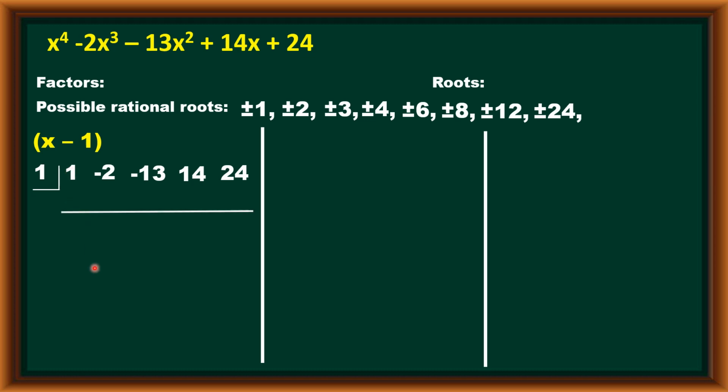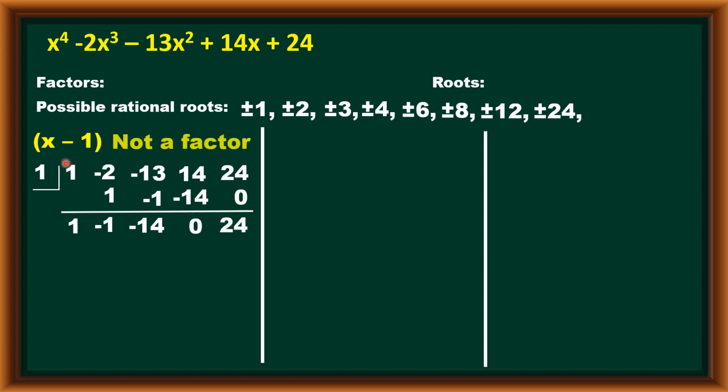So, bring down 1 times 1 is 1. 1 and negative 2 subtract. So, negative 1 times 1. It's negative 1. And then add, since same sign sila, negative 14 times 1, negative 14. 14 minus 14 is 0. And 0 times 1 is 0. 24 plus 0 is 24. Now, in here, since yung ating remainder ay hindi 0, ibig sabihin yung x minus 1 is not a factor.